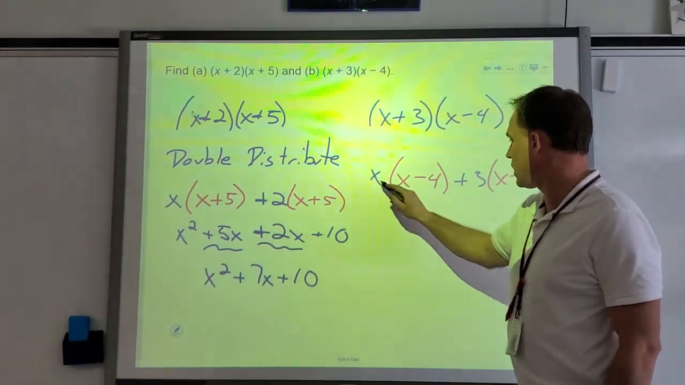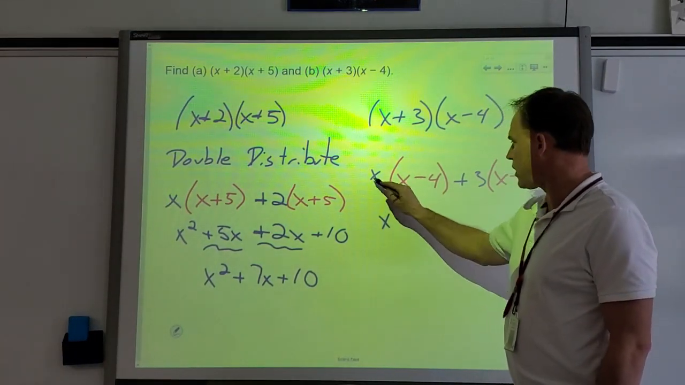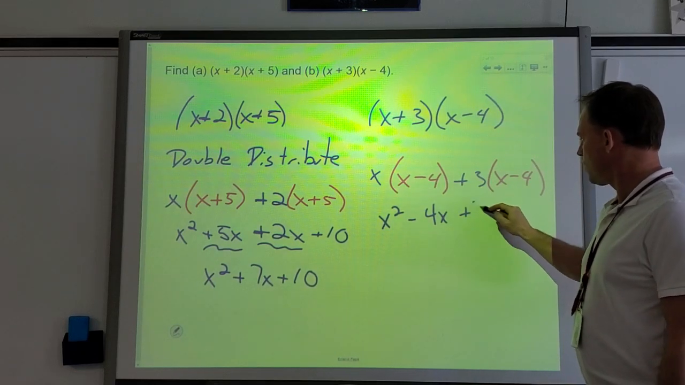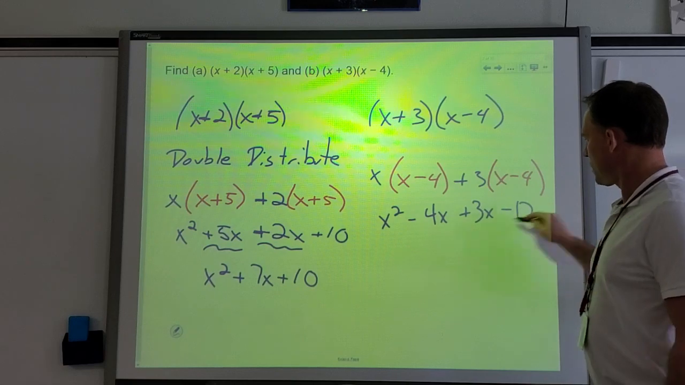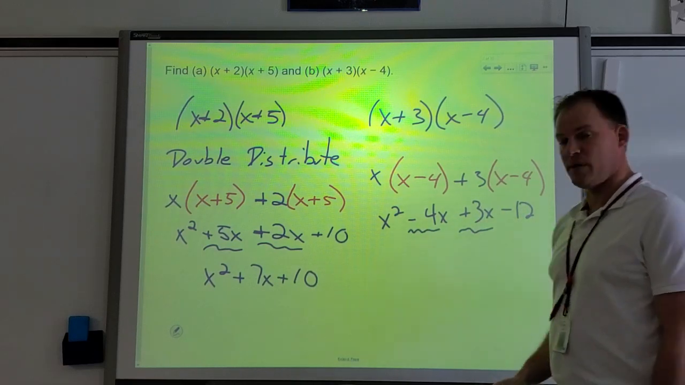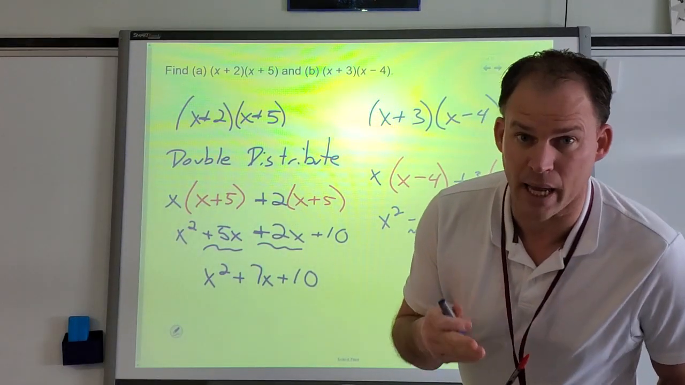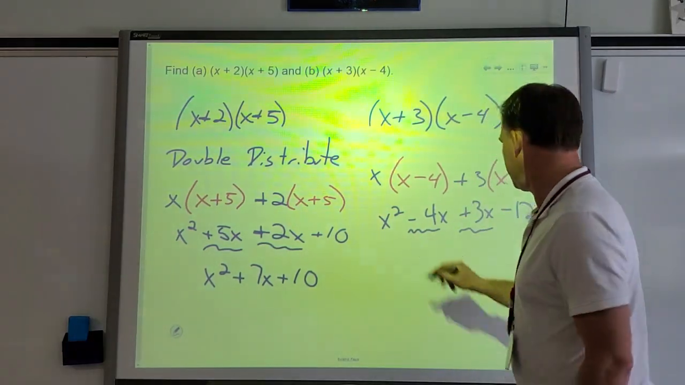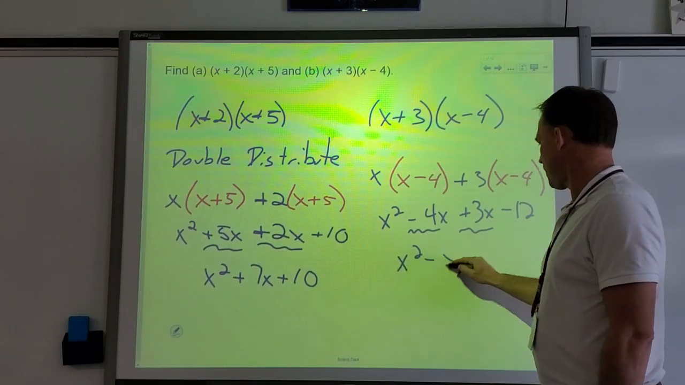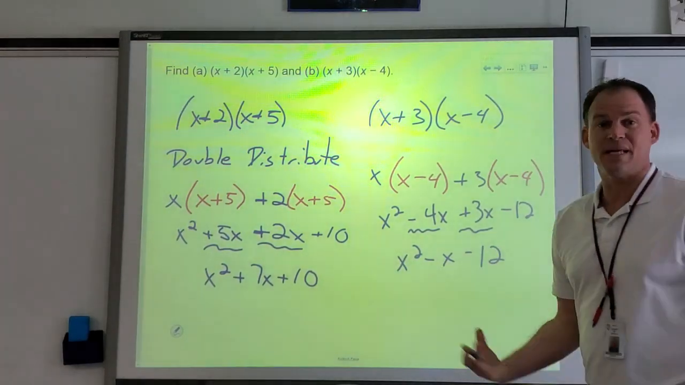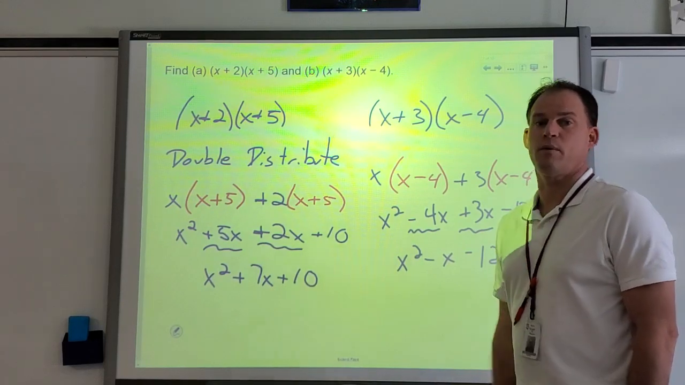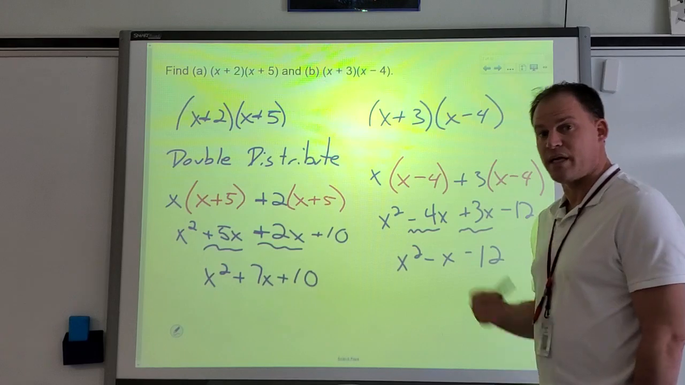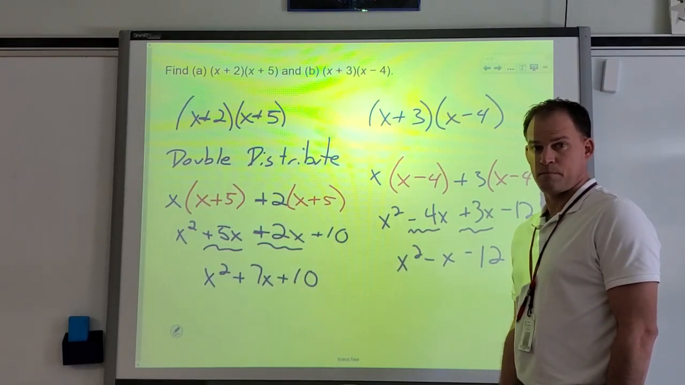Double distribute. So by now you should have this done. X times x is x squared. Make sure you be careful with your signs here. And then we have like terms in the middle. There will frequently be like terms to be combined. Not always, but very frequently there will be like terms to be combined. And there's our answer. That's it. We're going to get a polynomial answer when we multiply 2 polynomials together. All right, so I told you I was going to show you 2 methods. Any question on this one first?